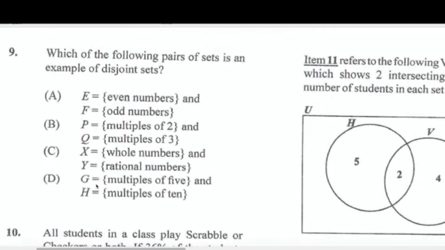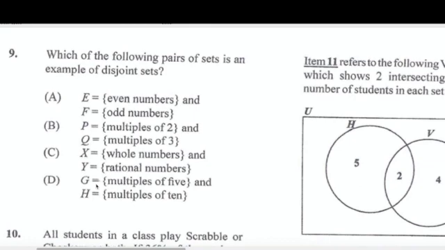elements. Question number 9. We are into the sets question here. Which of the following pairs of sets is an example of disjoint sets? Disjoint sets do not intersect at all. They don't have anything in common. No intersection is happening at all.